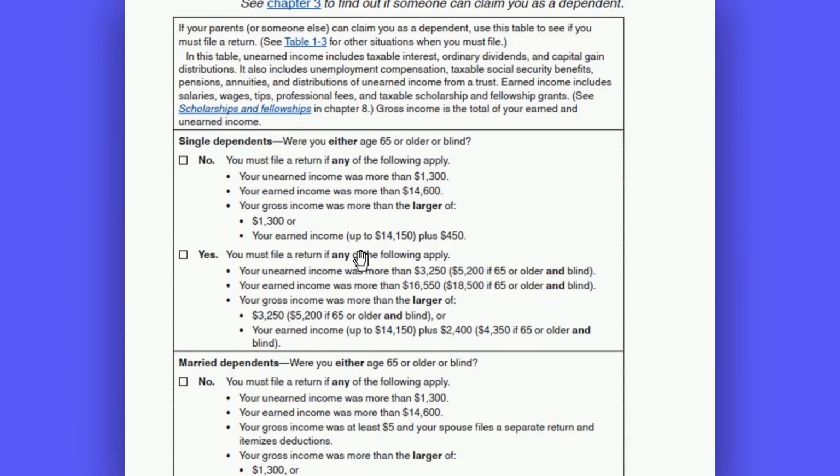He is a dependent on his parents' tax return. He is single and he earns $17,000 from a part-time job. Does he need to file a tax return? And then you would say, well, yes, he does, because he had more than $14,600. So you may have those questions.